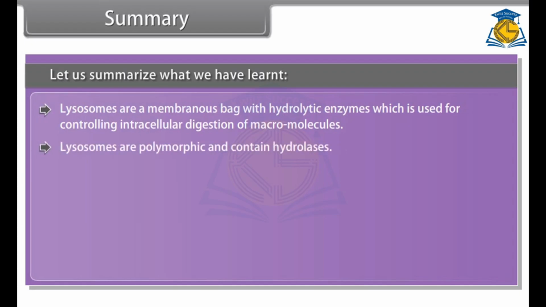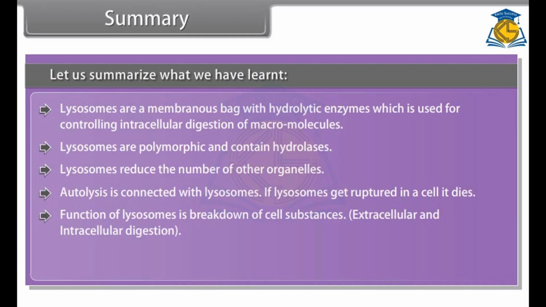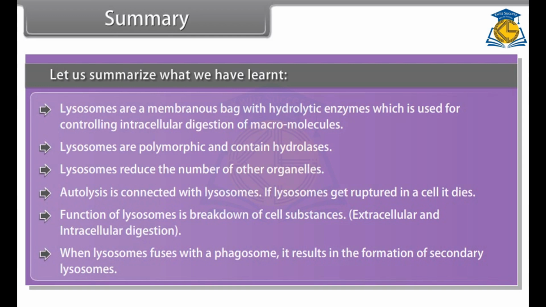Lysosomes are polymorphic and contain hydrolases. Lysosomes reduce the number of other organelles. Autolysis is connected with lysosomes. If lysosomes get ruptured in a cell, it dies. The function of lysosomes is breakdown of cell substances. When a lysosome fuses with a phagosome, it results in the formation of secondary lysosomes.